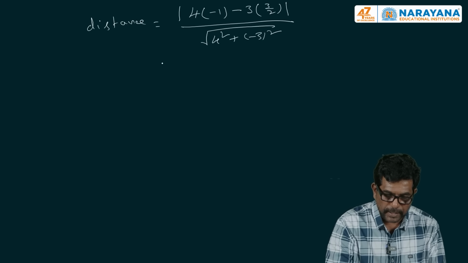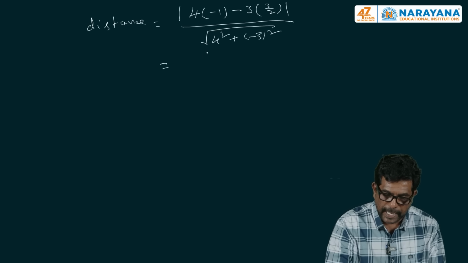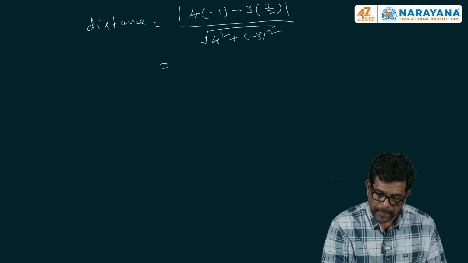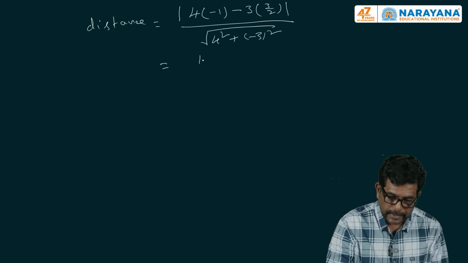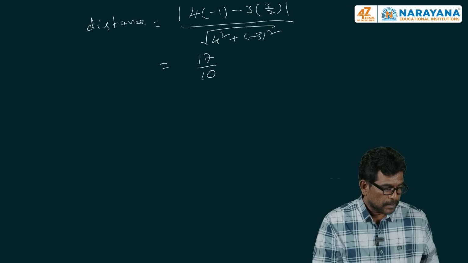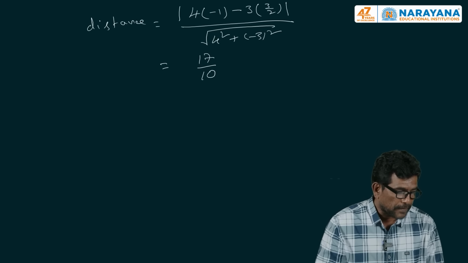Now simplifying this, we get minus 8 minus 6 minus 9, it is 17 by 10. So the answer is option B, that is 17 by 10.